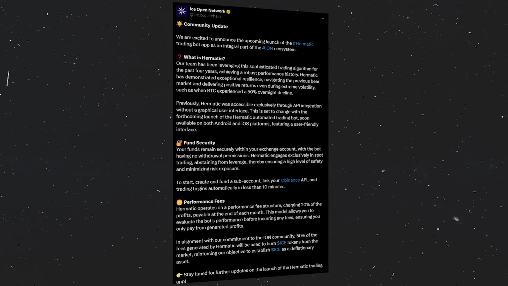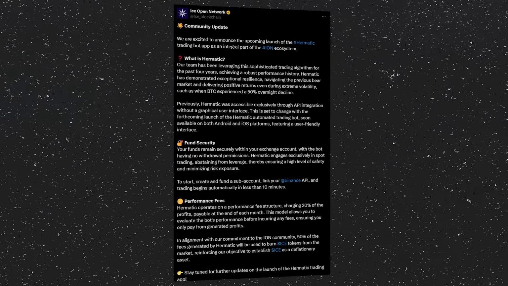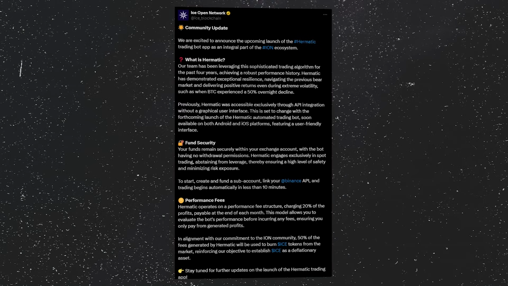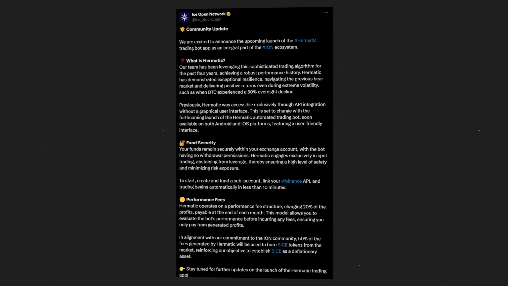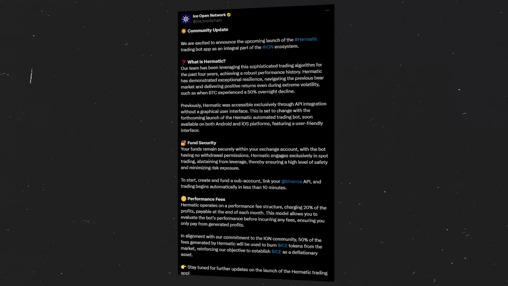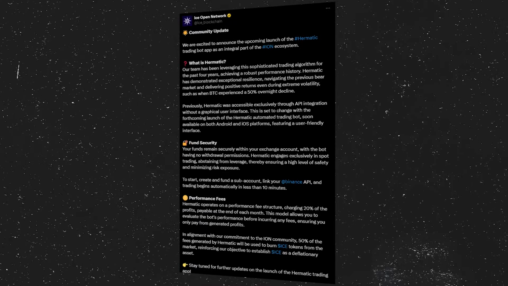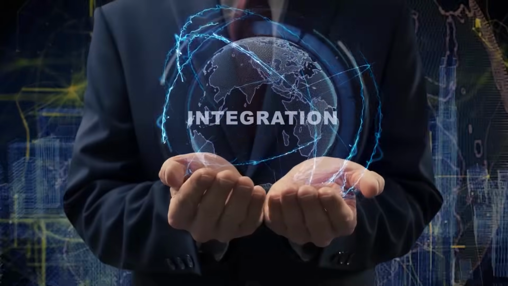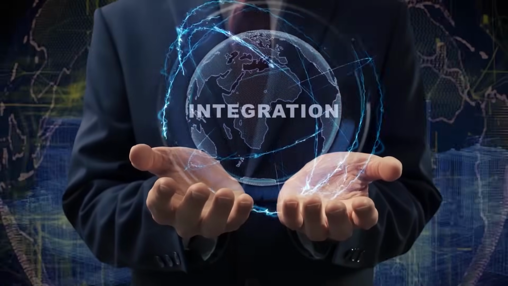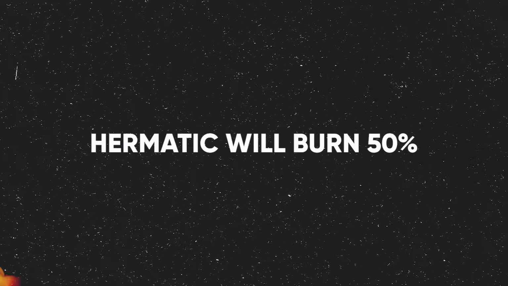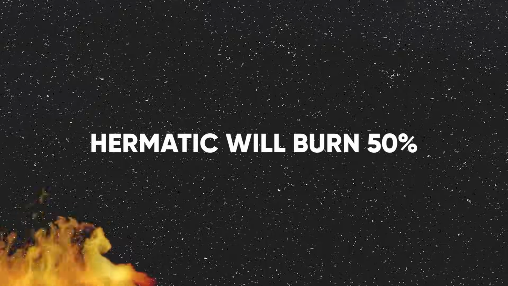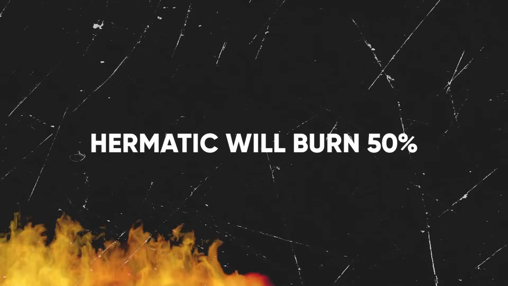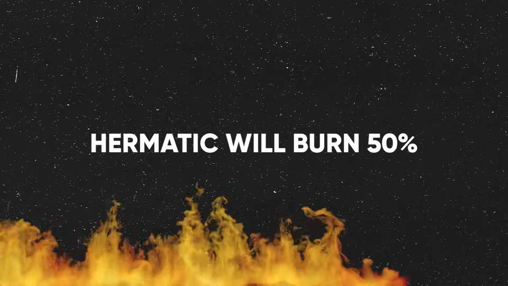I would like to draw your attention to the automated trading bot Hermetic, which has proven its strong performance and positive returns over the past 4 years, even in volatile market conditions. Hermetic will be integrated into the ION ecosystem to support the goal of making ICE a deflationary asset. Hermetic will burn 50% of the fees it earns. The deflationary mechanism will gradually reduce the total supply of ICE.